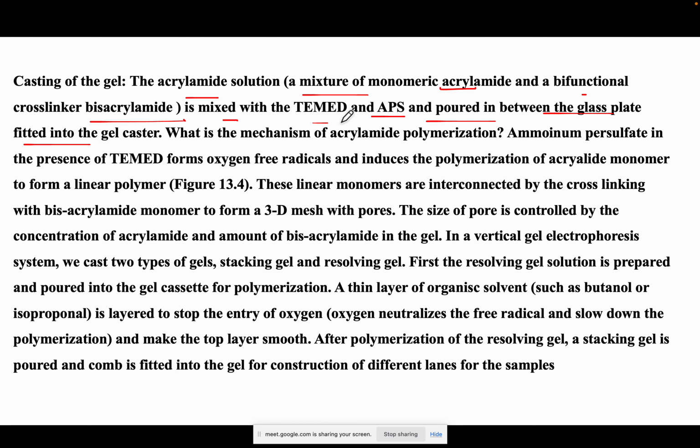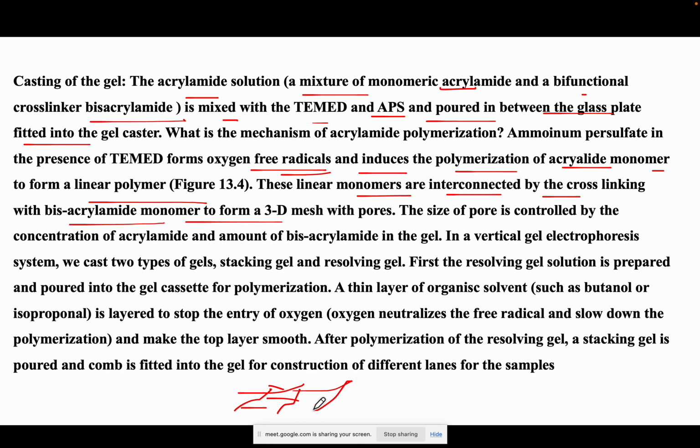Now you will be pouring the mixture onto it and the gel will get polymerized. So what is the mechanism of acrylamide polymerization? You need to know. Ammonium persulfate in the presence of TEMED forms oxygen free radicals. Whenever you are adding APS, you have to add TEMED simultaneously, so it forms oxygen free radicals and induces the polymerization of acrylamide monomer to form linear polymers. These linear polymers are interconnected by cross-linking with bisacrylamide monomer to form a 3D mesh. And the size of the pore is controlled by the concentration of acrylamide and the amount of bisacrylamide in the gel.